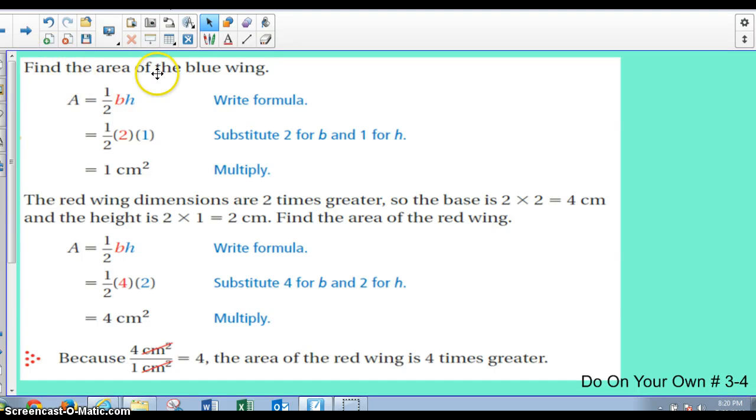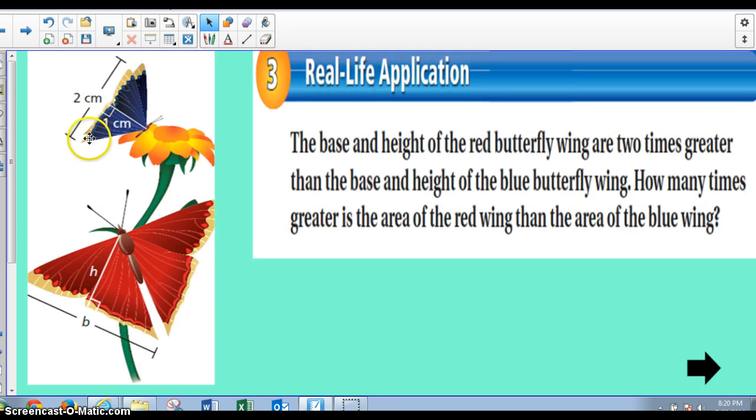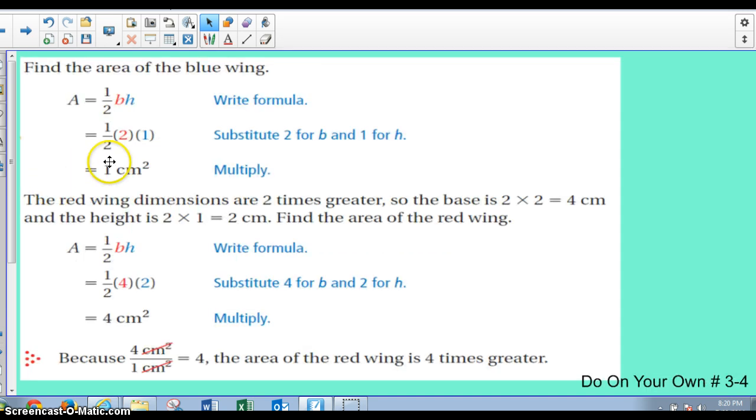First it says find the area of the blue wing. 1/2 base times height. So they filled that in. It's 2 times 1, which is 2. 1/2 of 2 is 1. So it's 1 centimeter squared.